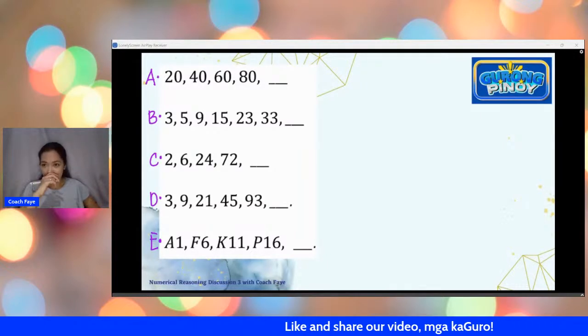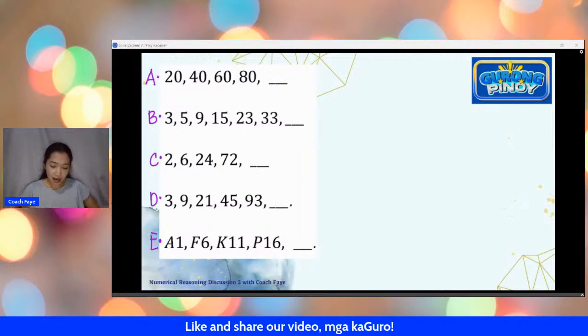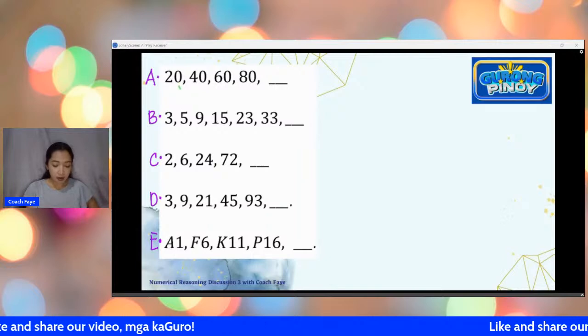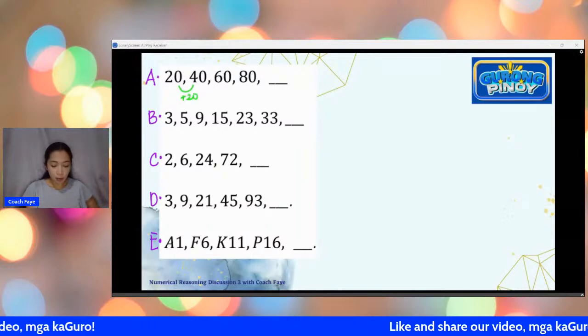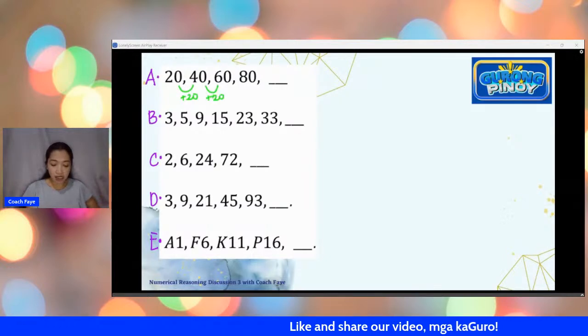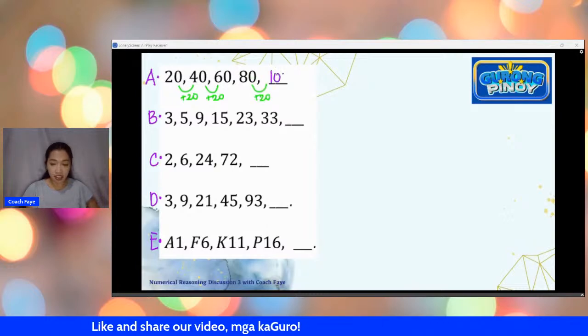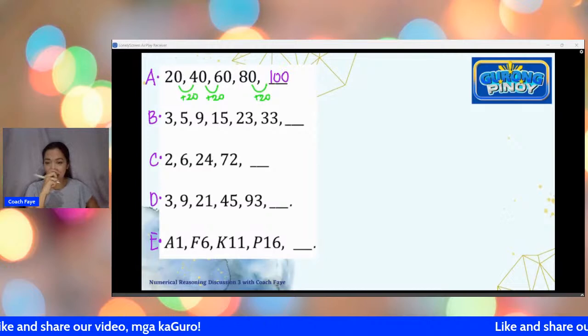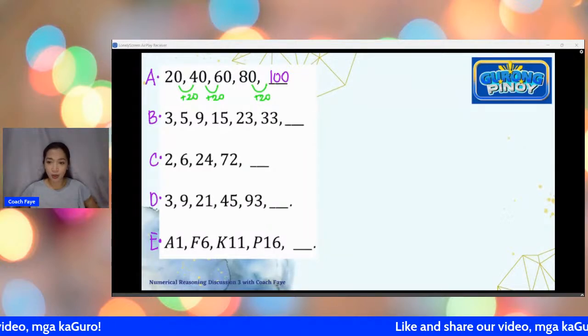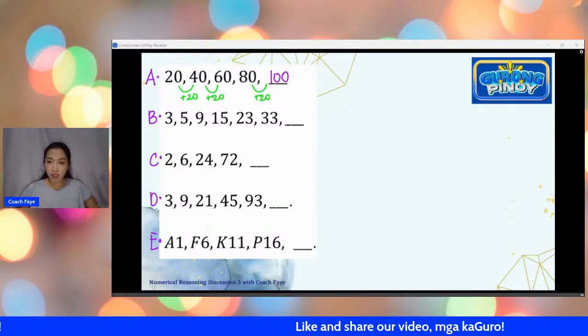So we are getting many answers of 100. As you can see, it's all the time just plus 20, so I expect plus 20 here too. And indeed, it is 100. How about the second item, letter B? What is your answer? Some are already answering letter B.